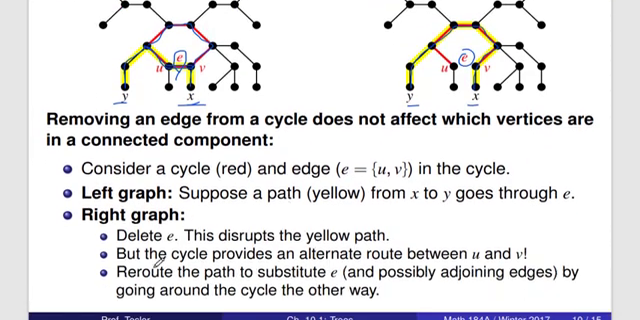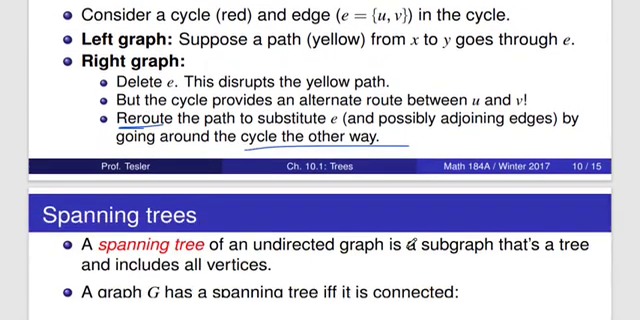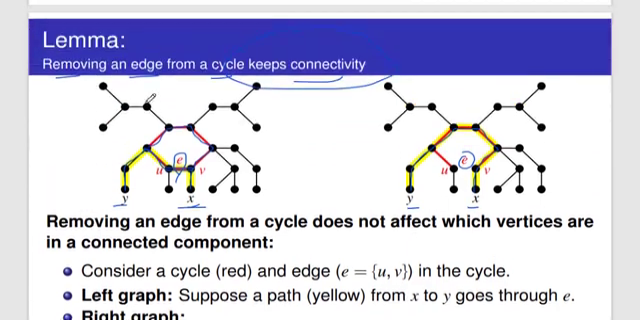So we can rewrite the path to substitute e. We can keep the connectivity if we remove one edge from the cycle. This is called the lemma.